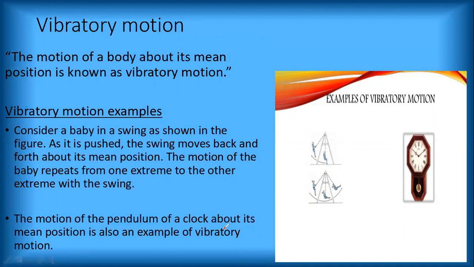The motion of a simple pendulum. The motion of the baby repeats from one extreme to the other extreme with the swing. The motion of the pendulum of a clock about its mean position is also an example of vibratory motion. So any type of motion which keeps on repeating itself about its mean position is called vibratory motion. The motion of the wire of a guitar when it is plucked, it vibrates about its mean position. So it is an example of vibratory motion.